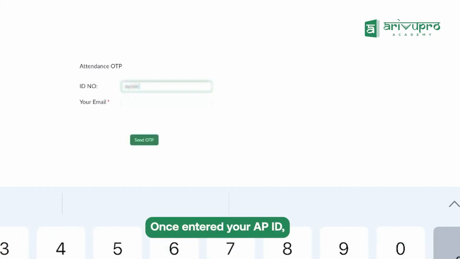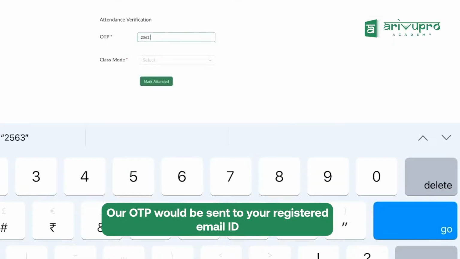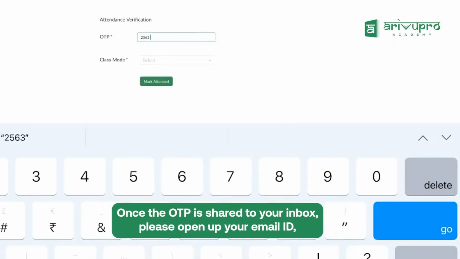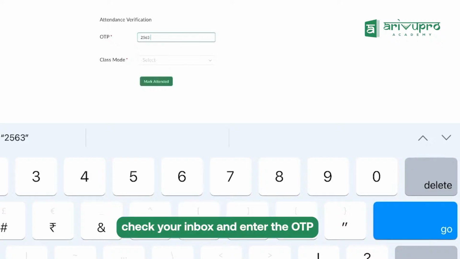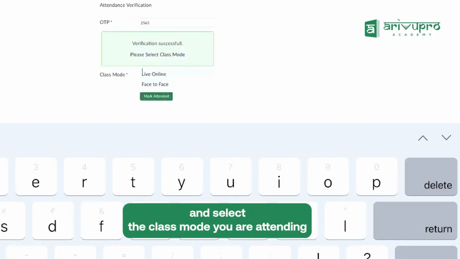Once you have entered your AP ID, click on send OTP. OTP would be sent to your registered email ID. Once the OTP is shared to your inbox, please open up your email ID, check your inbox and enter the OTP and select the class mode you are attending.